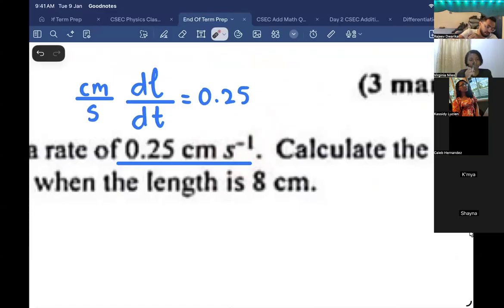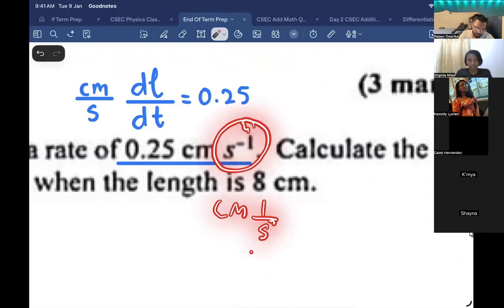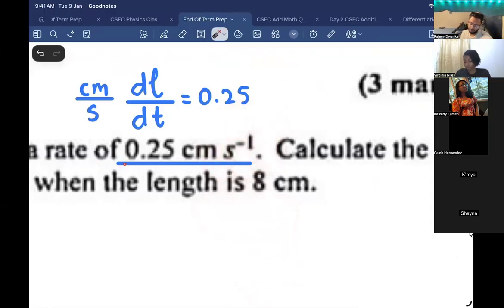Anytime you see s to the power negative 1, I want you to read it as per, because s to the power negative 1 really means 1 over s. So it will be centimeters by 1 over s, which is really centimeters over s. So the way to say it will be 0.25 centimeters per second. That implies centimeters is on top and seconds is in the bottom.